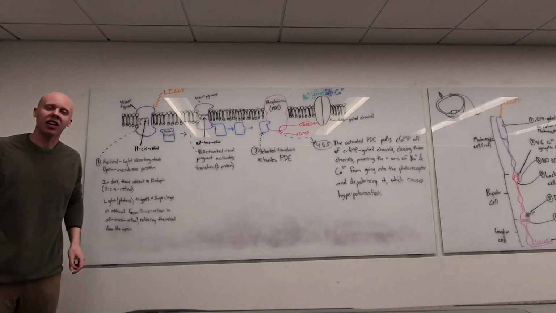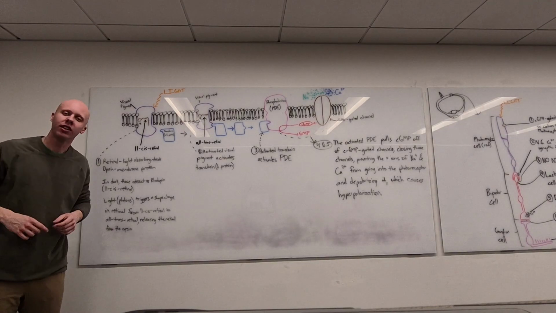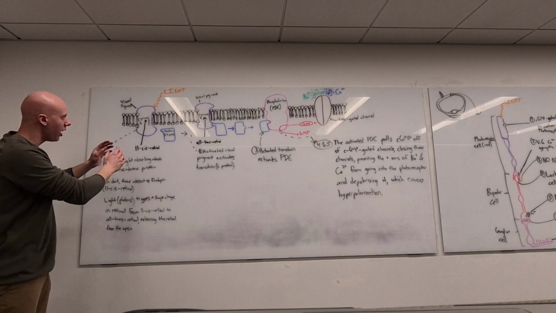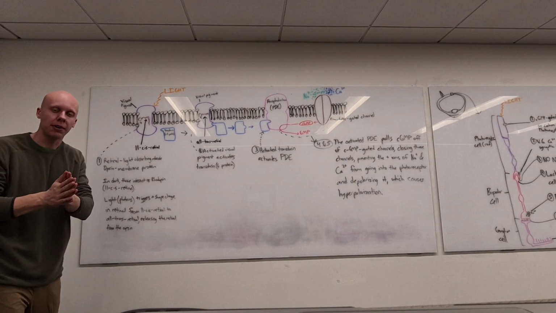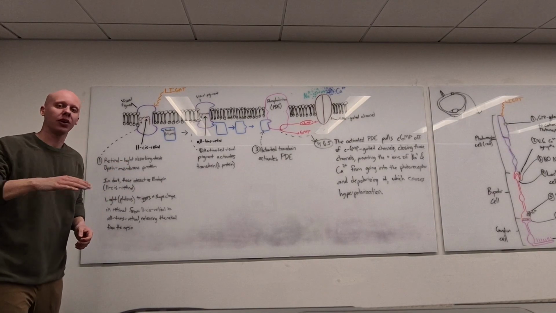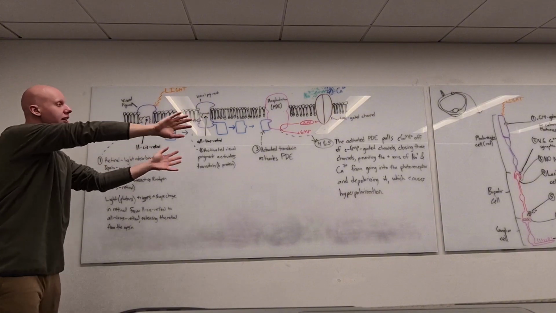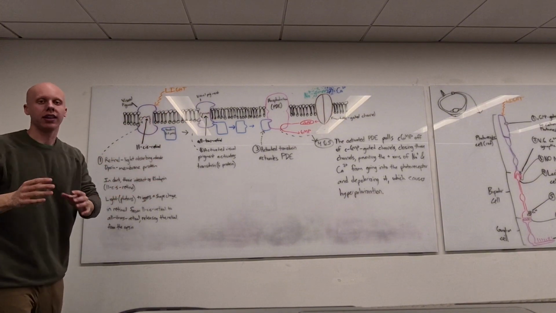All right, human A and P, we're about to go over some vision. All right, so this is everything you need to know for vision for the light pathway. And we're gonna go over the dark pathway next. But this is everything that happens during the light pathway.